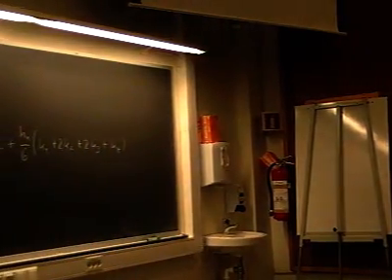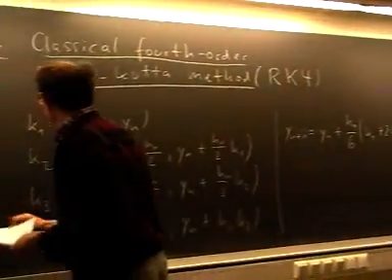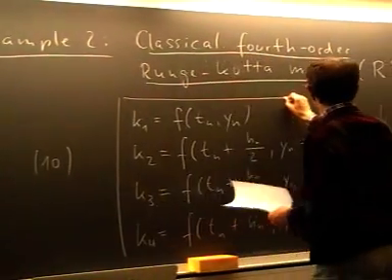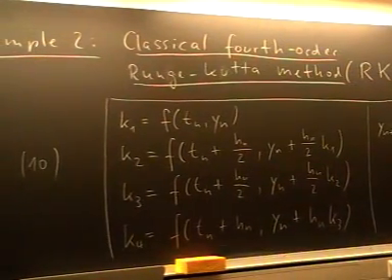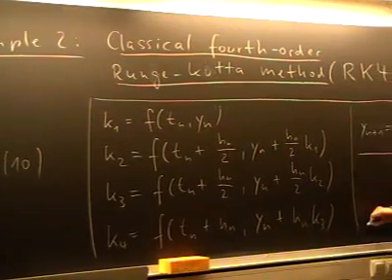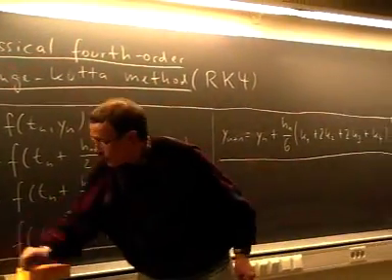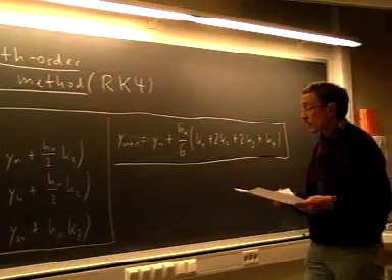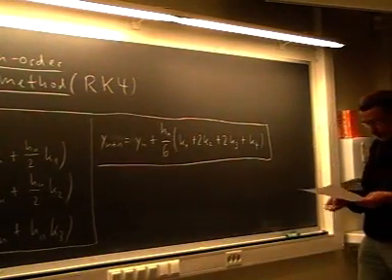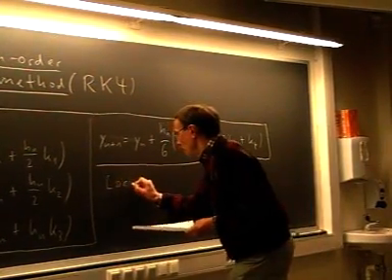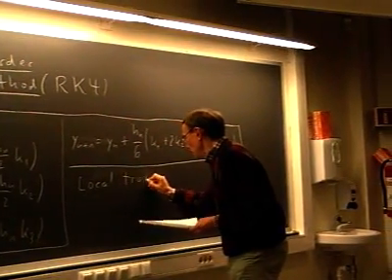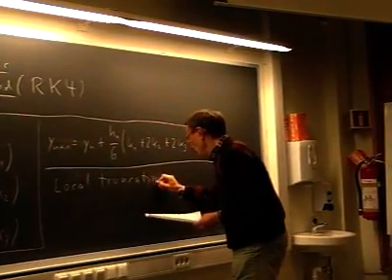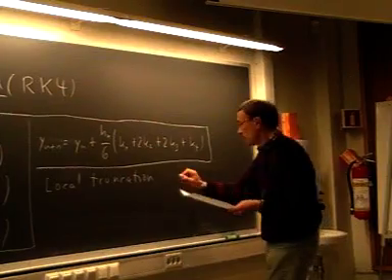So I will call this here number 10. So all this together, that would be then the 4th order classical Runge-Kutta method. The local truncation error can be shown, but it's rather tedious to do. I did it once.